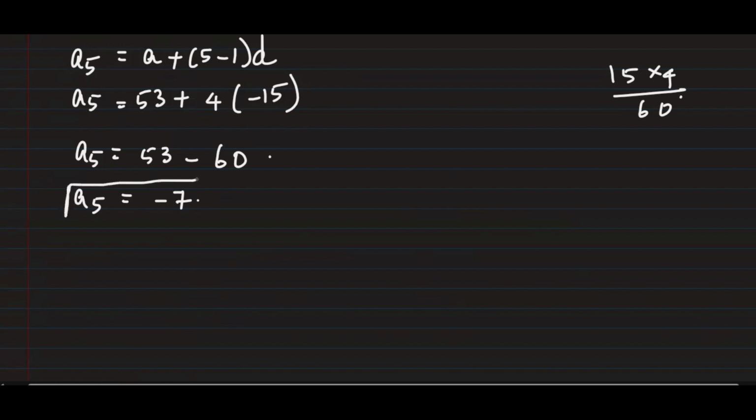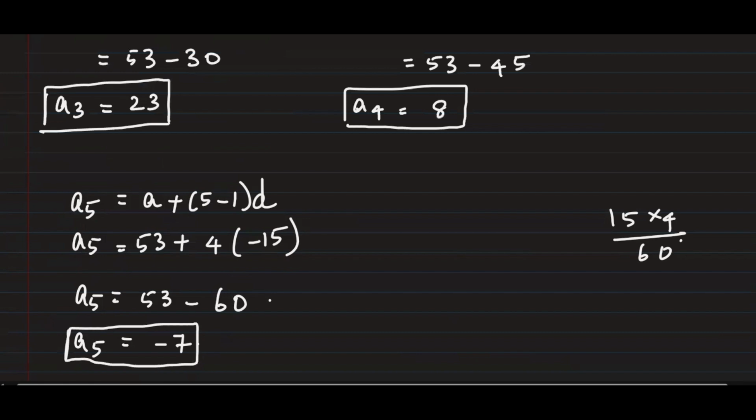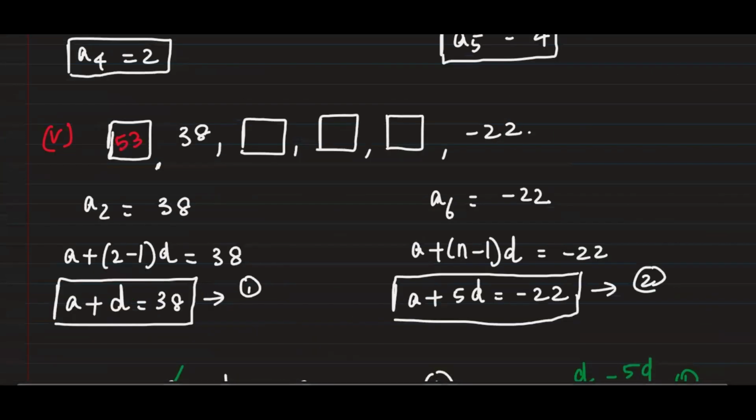So that's it now. Fine. So the missing values are 23, 8 and minus 7. So the series is basically 53, 38, 23, 8 and negative 7. Fine, easy. Okay.